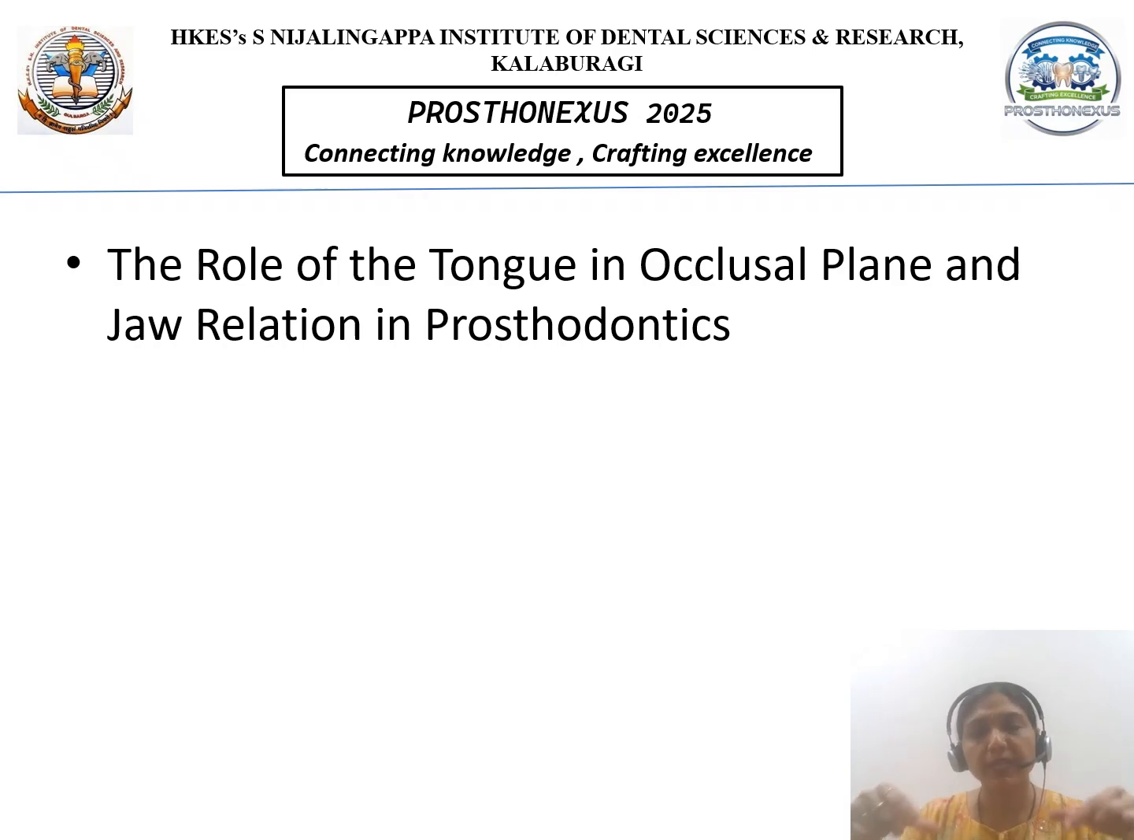Most of the time, when the methods used for recording centric relation fail, we ask the patient to roll the tongue backward and also swallow saliva at the same time, such that the mandible or the condyle moves into its centric relation position, and we can record the centric relation in our complete denture patients. This is how we do it. So this is how the tongue plays a role in our vertical jaw relation procedures.